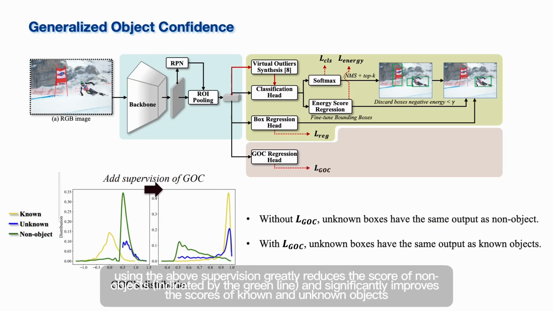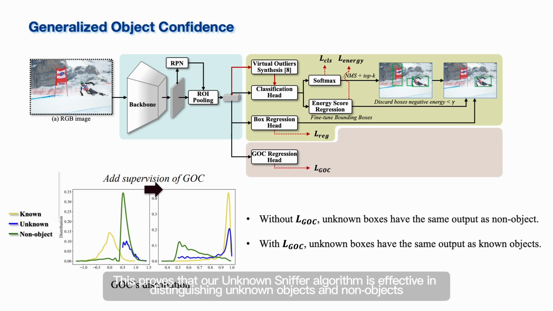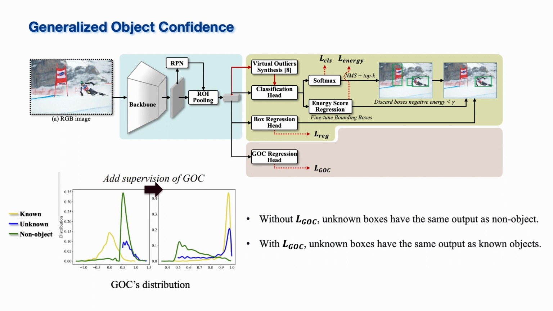As we can see, using the above supervision greatly reduces the score of non-objects, indicated by the green line, and significantly improves the scores of known and unknown objects. This proves that our Unknown Sniffer is effective in distinguishing unknown objects and non-objects, which is crucial for real-world applications.